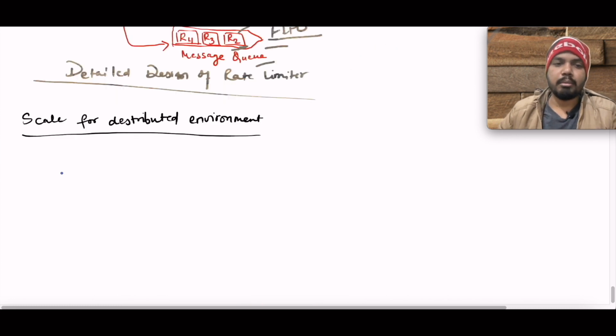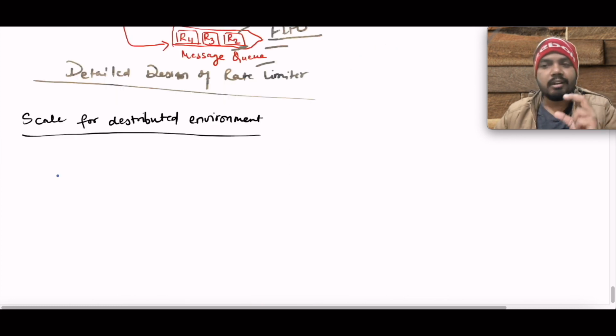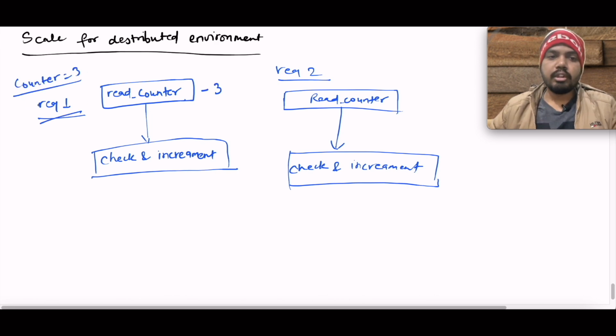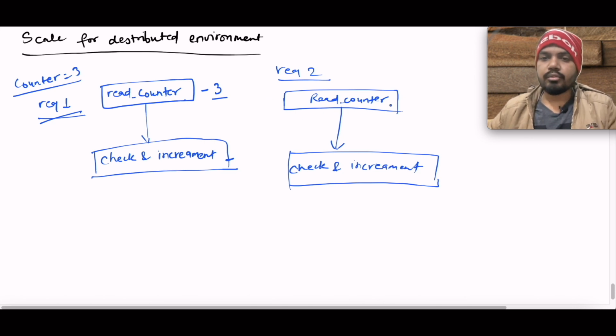So see the problem. Suppose two concurrent requests are coming at the same time, like this. Request 1 will come. Suppose the original counter equals 3. Request 1 just gets the counter from Redis, so the counter would be 3 and it will increment it. But before incrementing, request 2 comes and checks the counter. It will get the counter from Redis, which is 3.